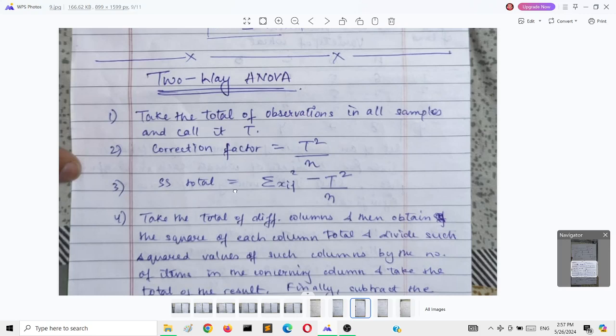And the SS total will come out to be, in this particular scenario, the sum of squares total, by this formula only, that is the sum of xij whole square minus T square by n. That is actually a correction factor. So this is your SS total, meaning all the population individuals will be squared up and added up, and then you will subtract T square by n from that.